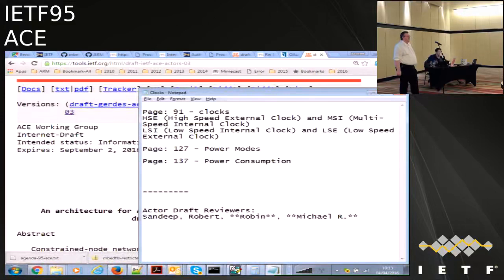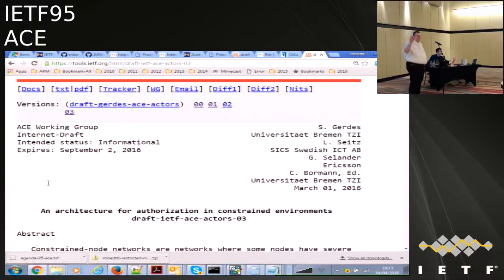I don't know who has read this architecture document, the last version or one of the earlier versions. I see 2, 4, 6, 8, 9 hands. It's nice if you volunteer to do a full review, but it's also nice if you just shoot a one or two paragraph comment to the mailing list, so we know you have read it and what your impression is. That is also useful.